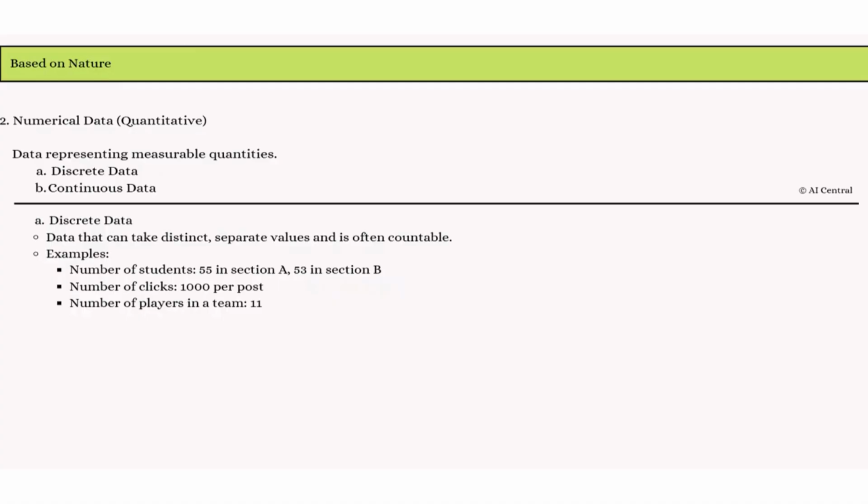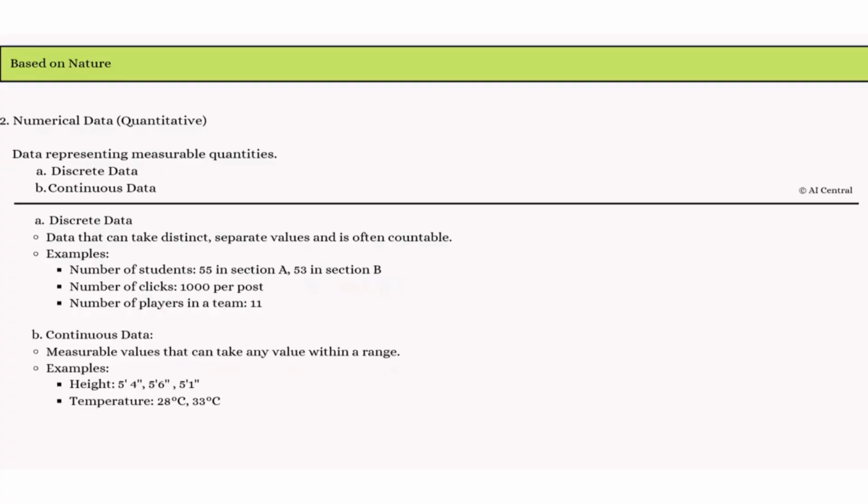Next two examples are the number of likes per post. One post is having 1000 likes and another post is having say 10,000 likes. So we can count this data. And if I consider the example of the number of players in a cricket team, they are countable and we can say 11. So these are the examples of discrete data.